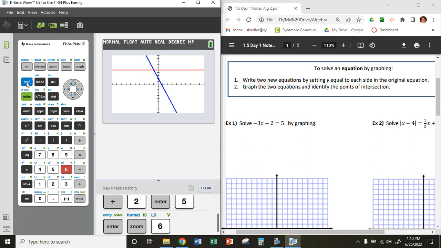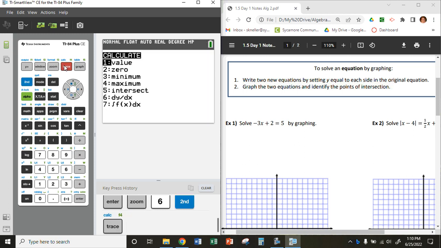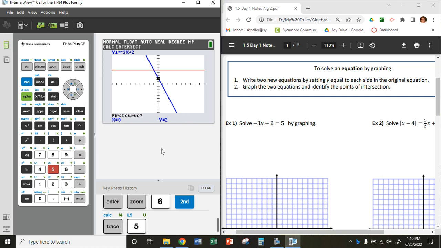So to do that, you go to second trace, which is where we're going to get to our calculate menu. Okay. And then we're going to go down to option 5, which is our intersection. Now you can arrow down to 5 or you can just click on the 5. Now, this is usually where students have some issues because the calculator says first curve. What it means there is you can see the little cursor in the window, and if we move the cursor left and right, it moves up and down along the blue line, that first equation that we put into the calculator. So that's really what the calculator is asking you.